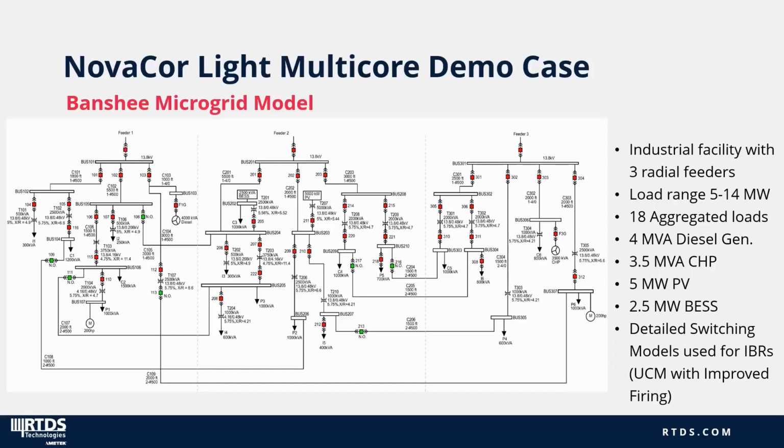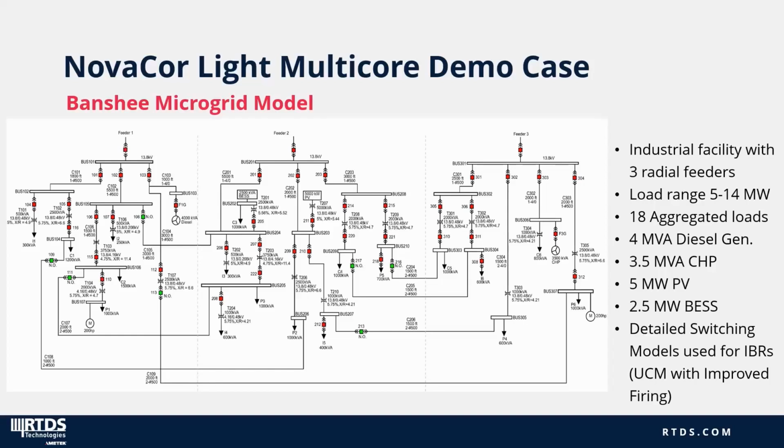Each area has its own generation assets and its own loads. Each of the loads have their own priorities associated with them as well. Some loads are considered critical, other loads priority, and other loads interruptible. The renewable energy-based generation is interconnected to the microgrid by using inverters. These IBR-based resources are modeled using detailed switching models with our universal converter model by using the improved firing algorithm.